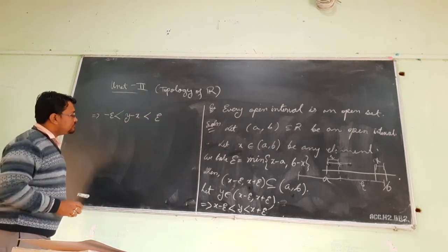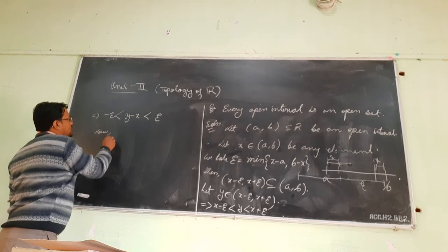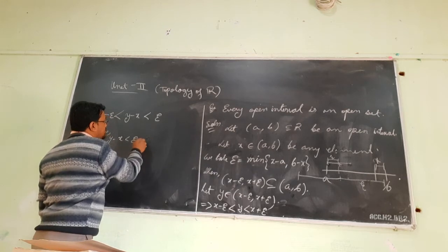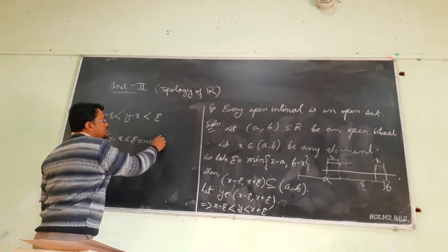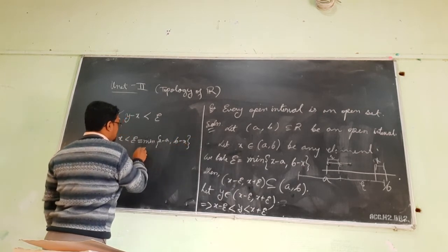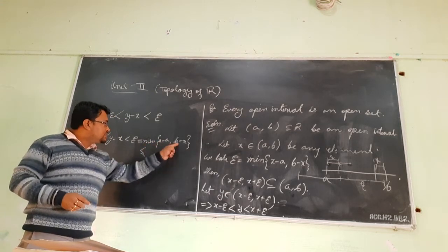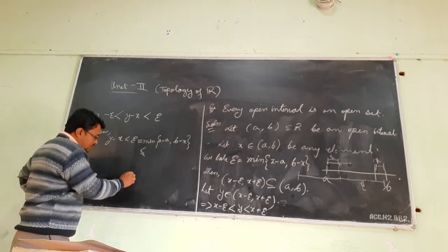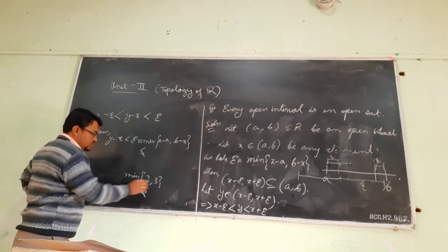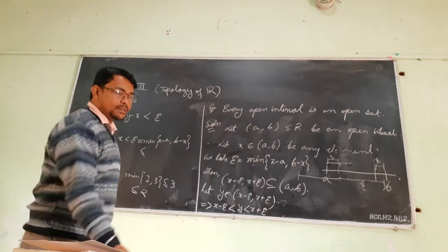Now, y minus x is less than epsilon, and again epsilon is less than or equal to what? Epsilon is the minimum of x minus a, b minus x. So this is always less than or equal to each of these two values. Say minimum of 2, 3. I can always write this is less than or equal to 2. It is also less than or equal to 3. It is less than or equal to both. The minimum of these two is at most 2. That is the thing.